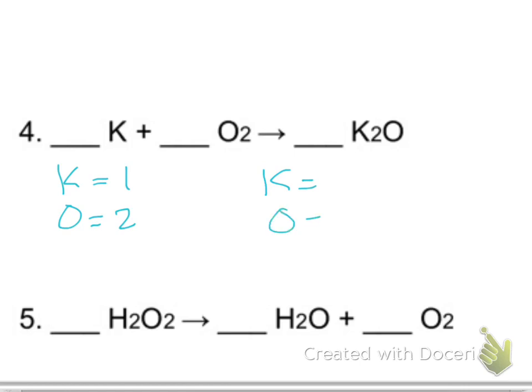On this side we have 2 potassium and 1 oxygen. We have to balance that. So we're going to put a 2 in front of the potassium. That gives us 2 on the left-hand side, and that balances out our right for the time being.